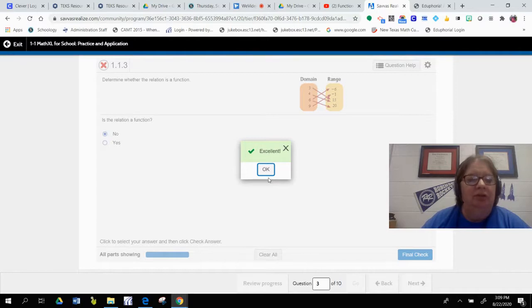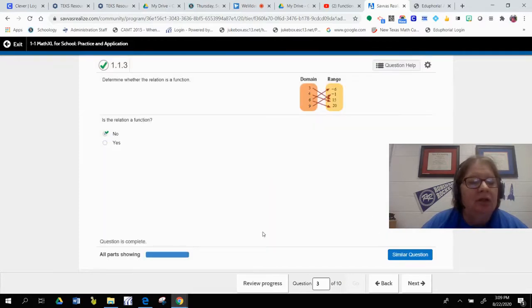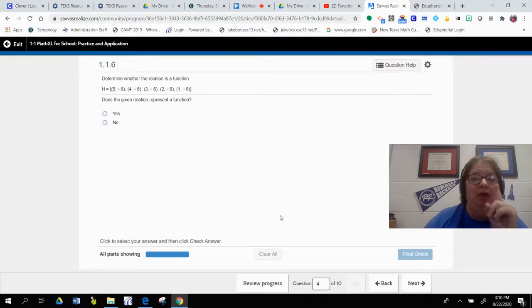Determine whether the relation is a function. How will we know from these ordered pairs? If each x goes with only one y, then we have a function. So let's look. There's a 5 that goes with -6. 4 goes with -6. 3 goes with -2. Okay, did the x's repeat? No, they did not. This 5 only went with one number, -6. This 4 only went with one number, -6. This 3 only went with one number. So yes, this is a function. It does not matter that the y's repeated. It only matters if the x's repeat. Final check. Fantastic. Next question.